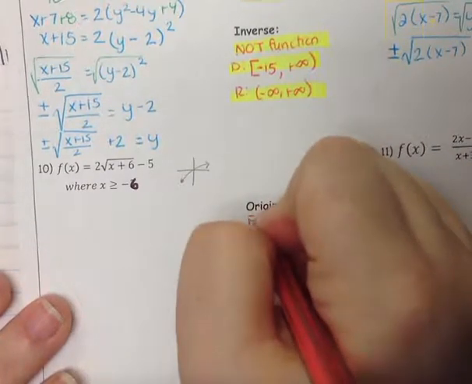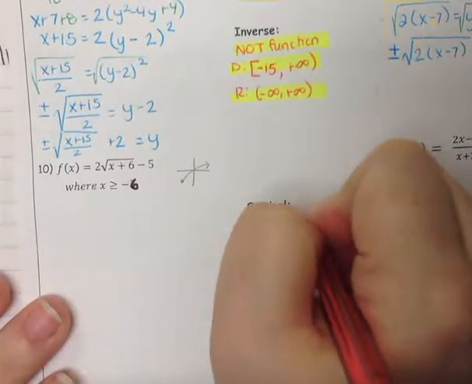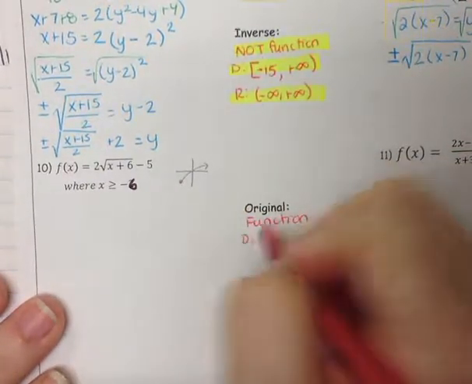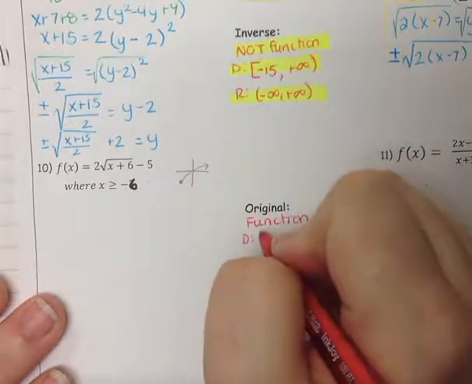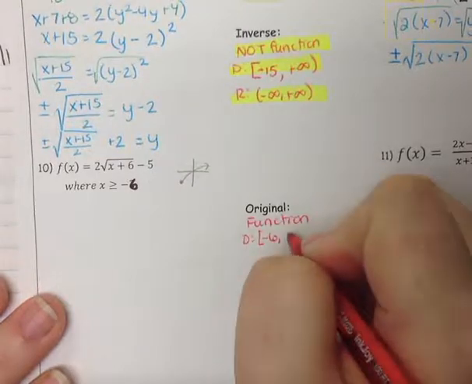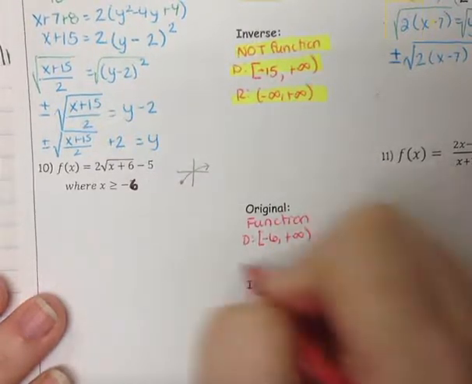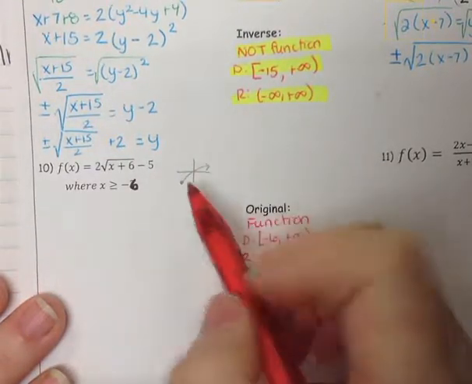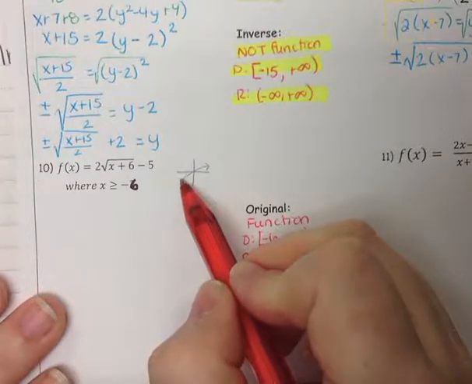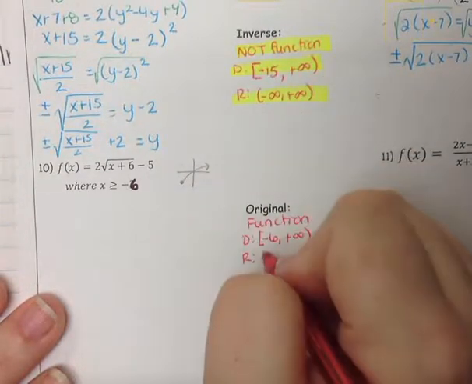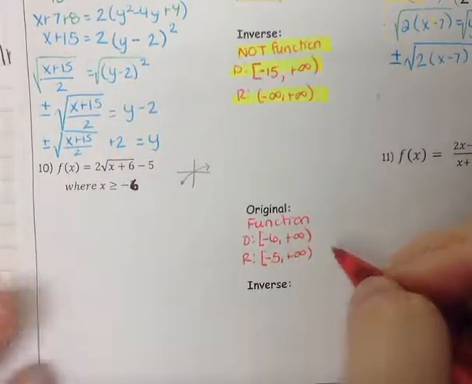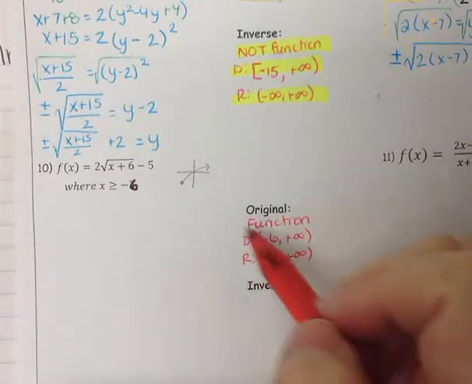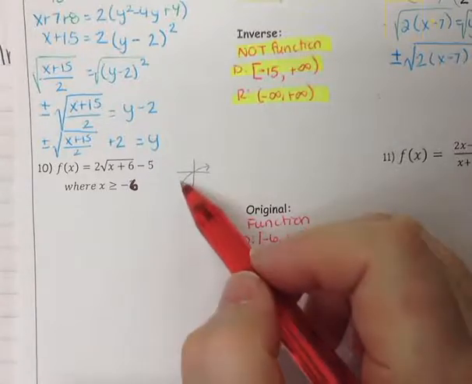The original is a function because it passes the vertical line test. The domain is starting from that h value, which is at that negative 6, and it's going to go to that positive infinity because it's going to go right. Our range is starting at that y value of the start point, which is that negative 5, and it's going up, so it's going to be that positive infinity. So again, if this was actually going down, it would go from negative infinity to the negative 5.